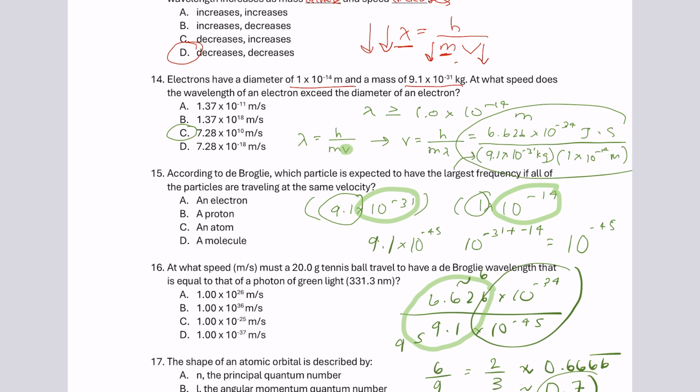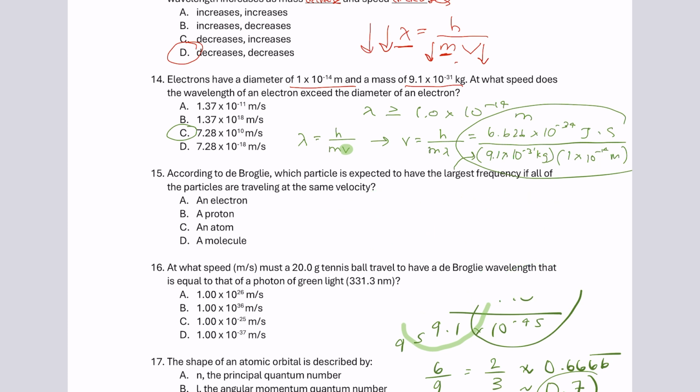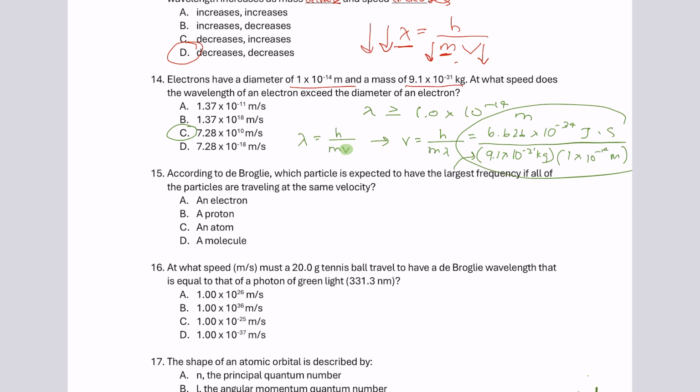Problem 15 says, according to de Broglie, which particle is expected to have the largest frequency if all of the particles are traveling at the same velocity? To answer this problem, we need to take a look at our de Broglie equation. Our de Broglie equation says that wavelength is equal to Planck's constant divided by mass times velocity. Since all of the particles, the electron, proton, atom, and molecule, are all traveling at the same velocity, the only variable that affects wavelength is going to be mass.